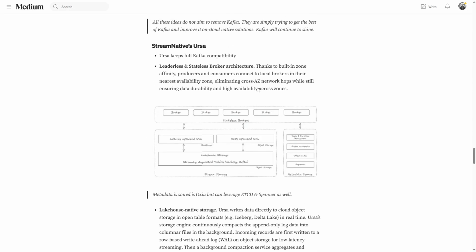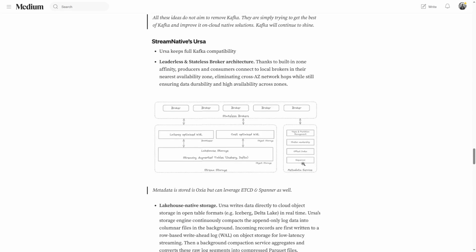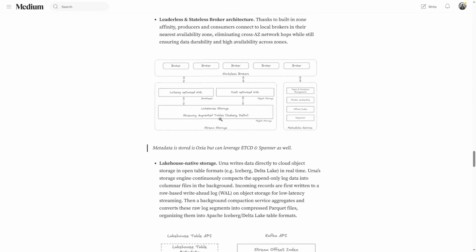So they have three layers. One is their stateless broker layer, then they have the storage layer, and then the metadata service layer. In the storage layer, they have the option of choosing two types of WAL. One is the latency optimized WAL, which is backed by BookKeeper, which will give you latency numbers similar to what open source Kafka gives. And then there is the cost optimized WAL, which uses object storage. This will have higher latency numbers, but it will reduce the cost of your Kafka cluster very significantly.